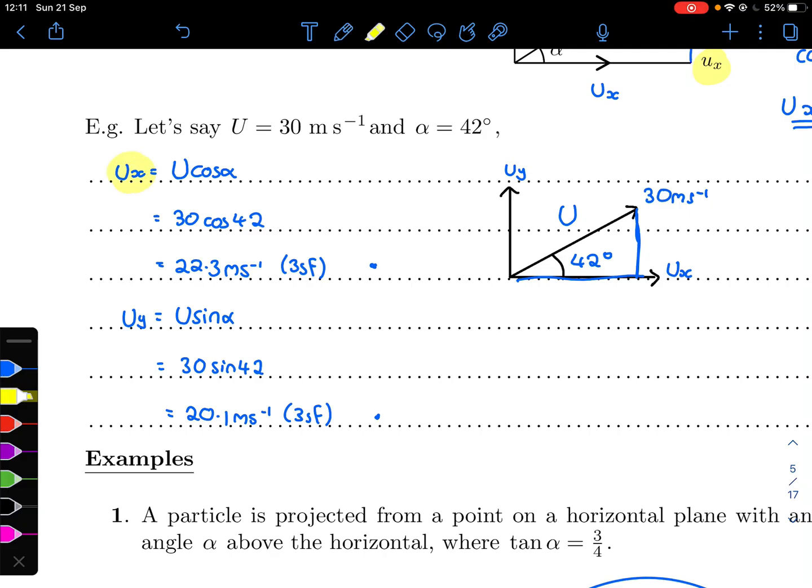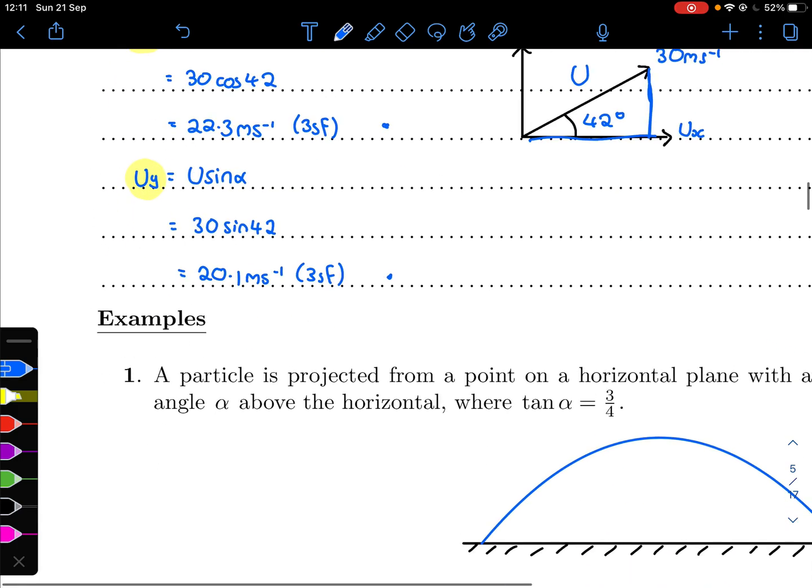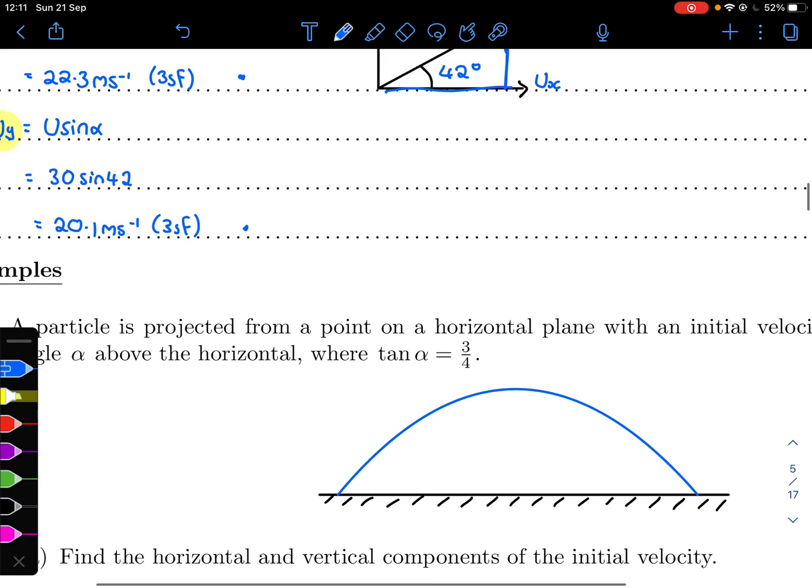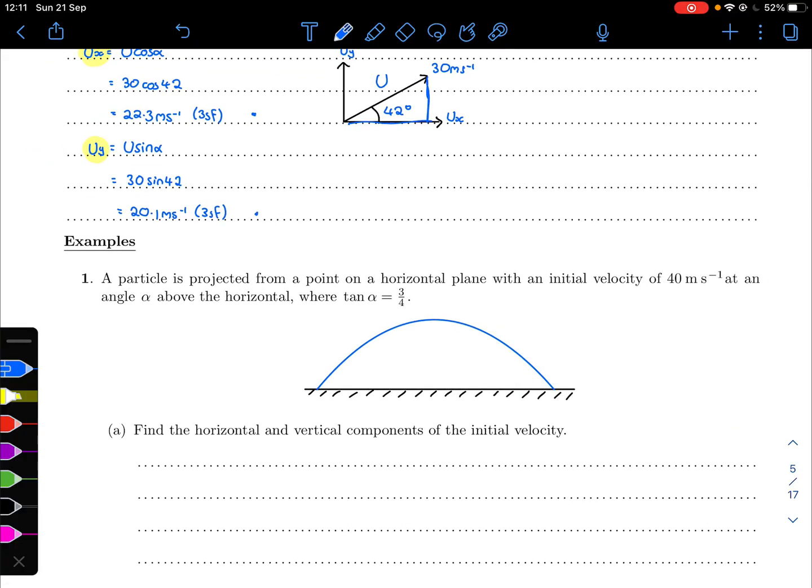Sometimes I use the notation with the subscripts, the subscript of x and the subscript of y. Sometimes I don't. It depends how complicated the problem is and whether I need to really make it clear which bits are horizontal and which bits are vertical when I'm having to switch between them a lot. Okay, let's move on to some examples.